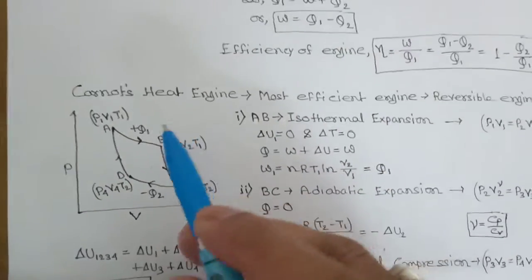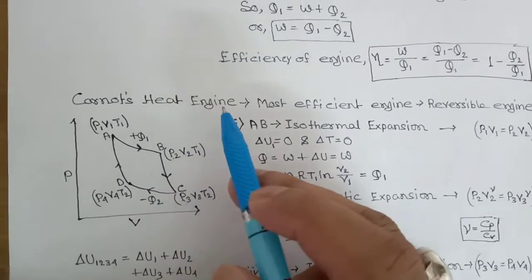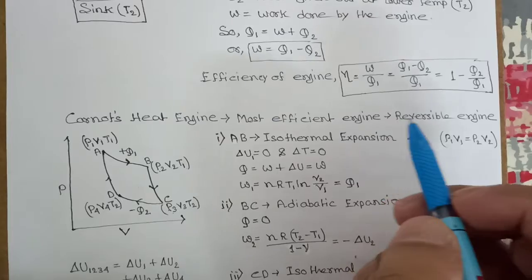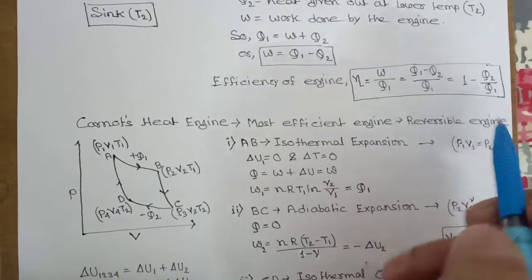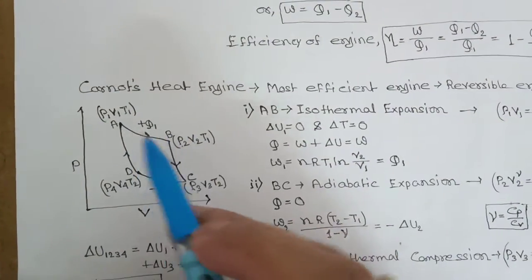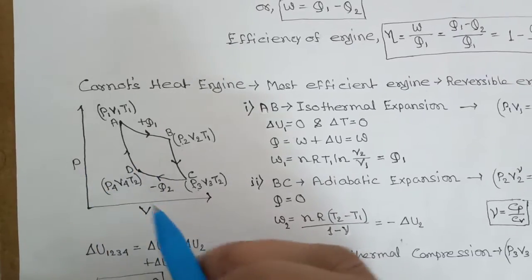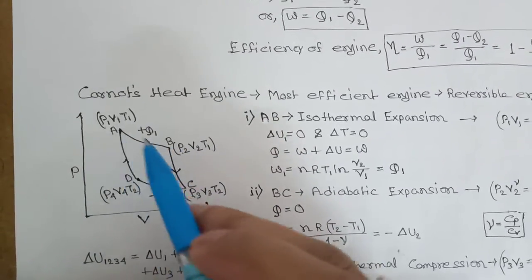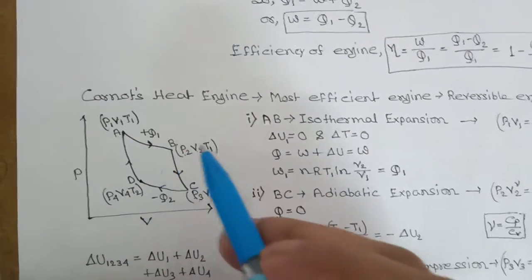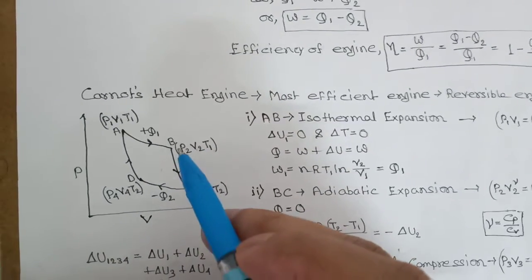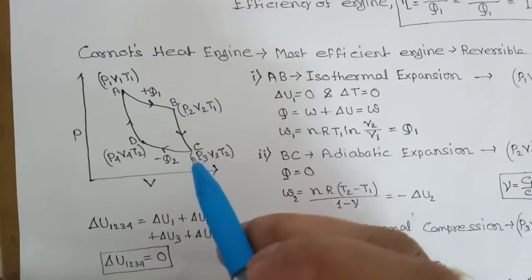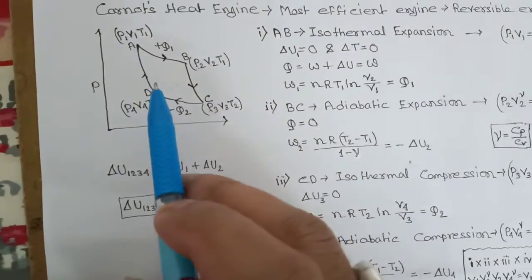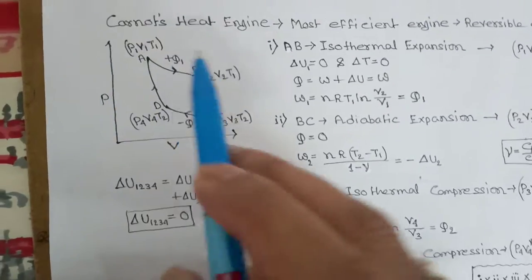Now we will discuss the Carnot heat engine. This is the most efficient engine, and it is also a reversible engine. Here 4 processes will occur. This is the PV curve. A to B is isothermal expansion. B to C is reversible adiabatic expansion. C to D is isothermal compression, and D to A is adiabatic compression.